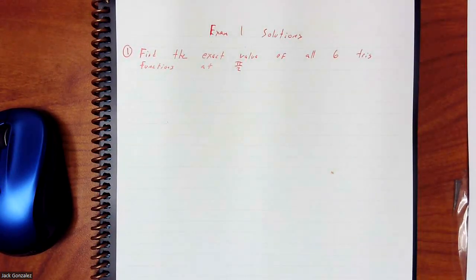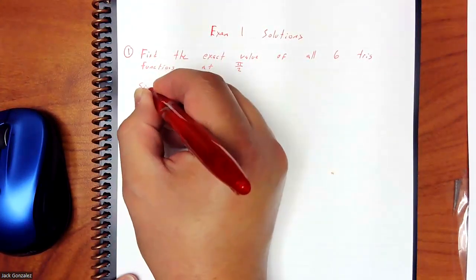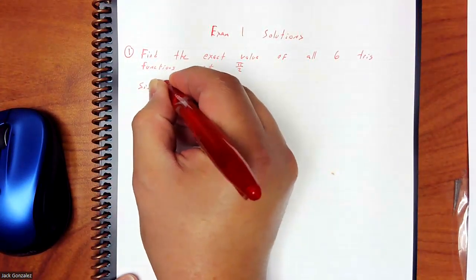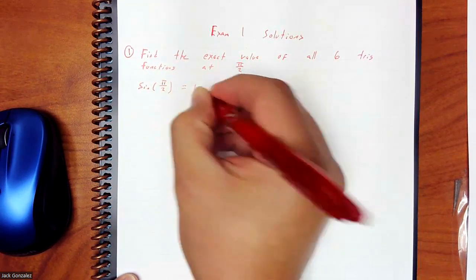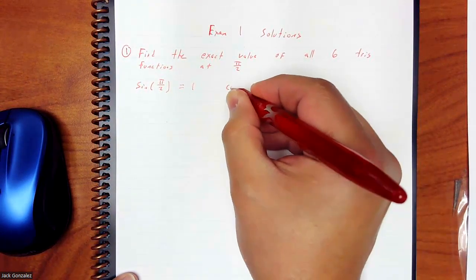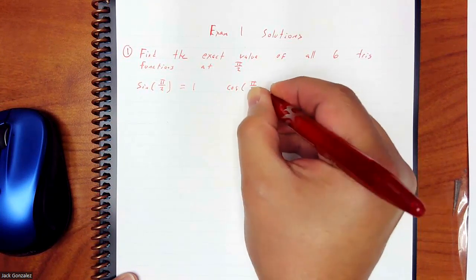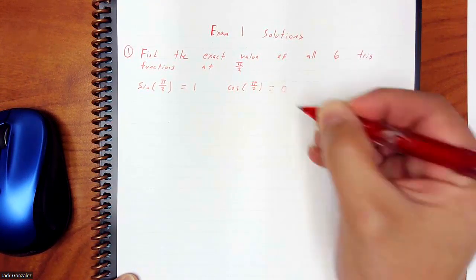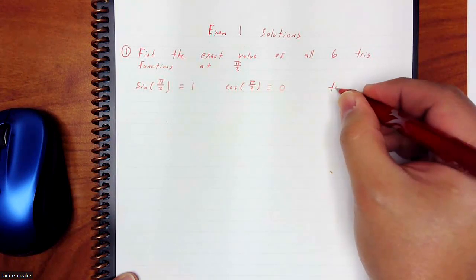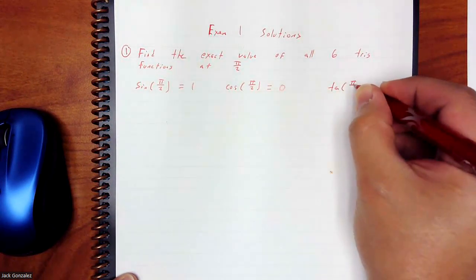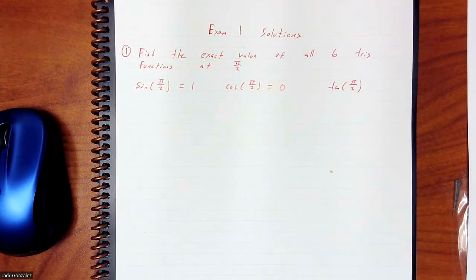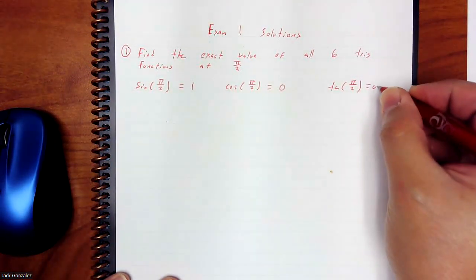So basically just plug in pi over 2 into sine, cosine, etc. So sine of pi over 2 is going to be 1. Cosine of pi over 2 on your circle, that's going to be 0. Tangent of pi over 2 is undefined, right? You see that you're going to have 1 over 0 because tangent is sine over cosine. So you should have undefined for this one.